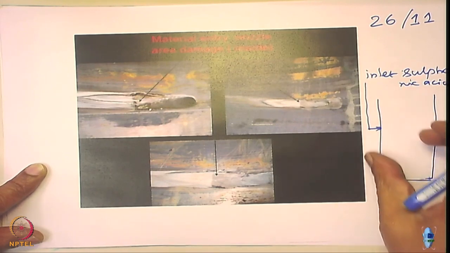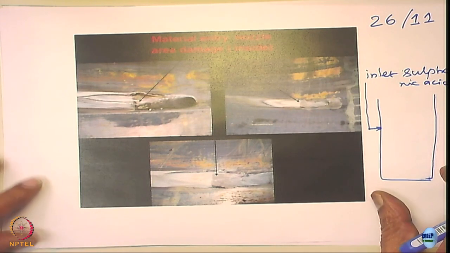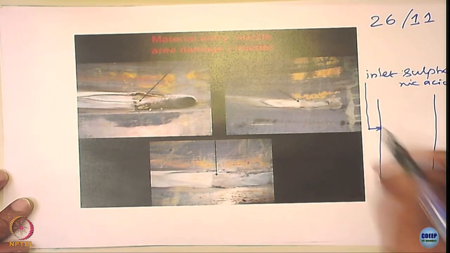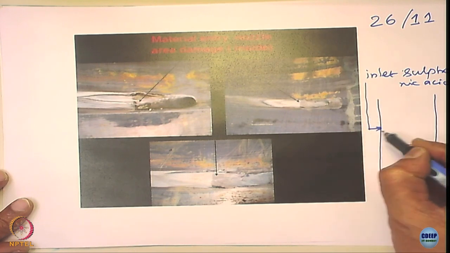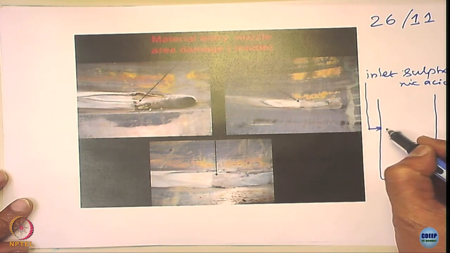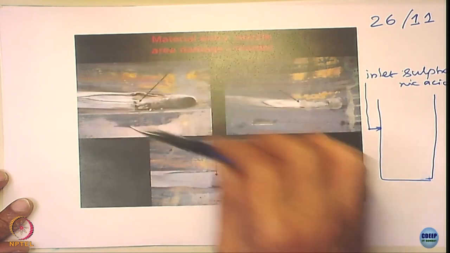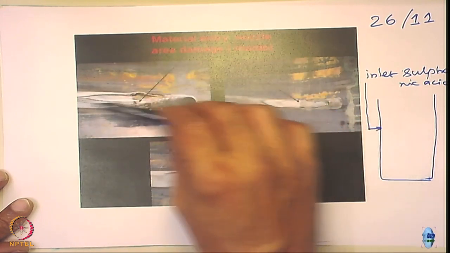Reaction vessel here. This is a kind of autoclave, you want to call it, reactor you call it. Through this, the sulfuric acid is pumped. This is the surface of the reactor. The sulfuric acid travels like this. Okay.